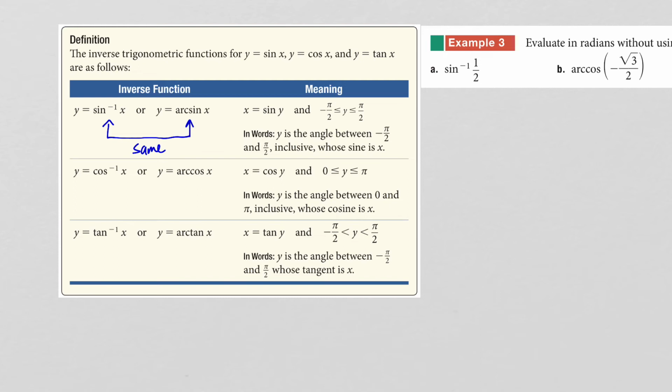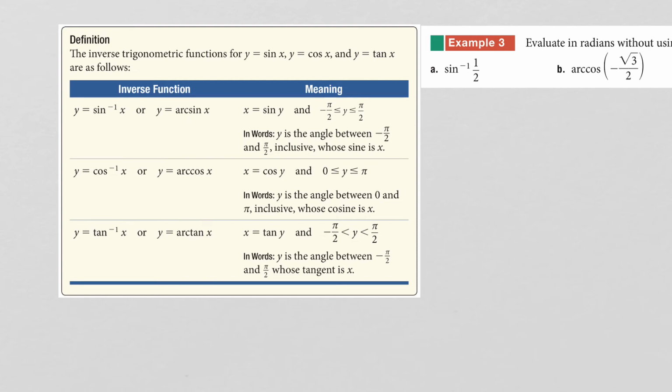For inverse cosine, it's very similar. Y equals the inverse cosine of x if x equals the cosine of y, and y has to be between 0 and pi. And finally, y equals inverse tangent of x means that x equals tangent of y, and y has to be between -pi/2 and +pi/2.